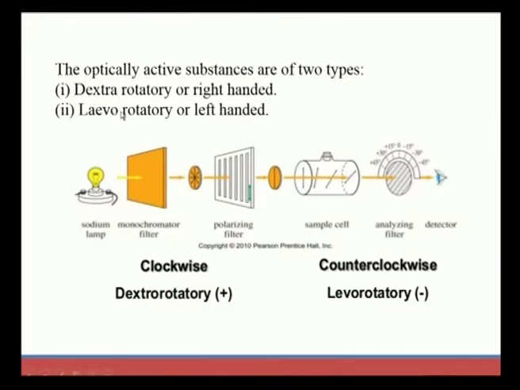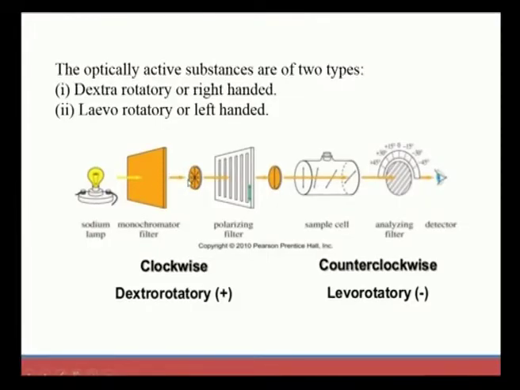Optically active substances are of two types. One is dextrorotatory or right handed, the other is laevorotatory or left handed. So these are the two types of optically active substances. Clockwise rotation is what we call dextrorotatory, and counterclockwise is laevorotatory.